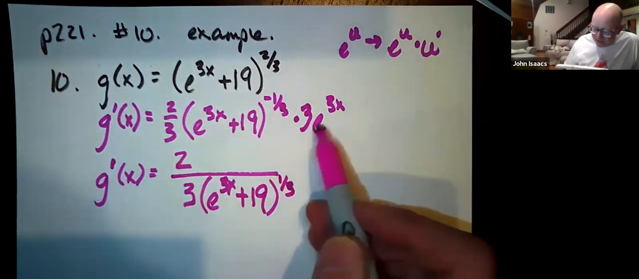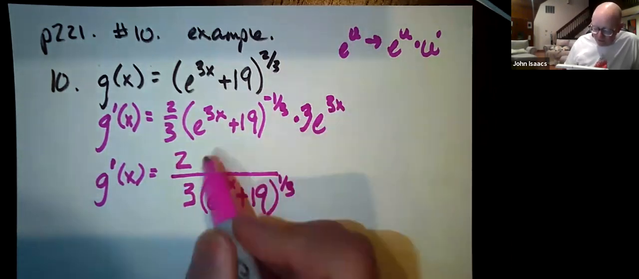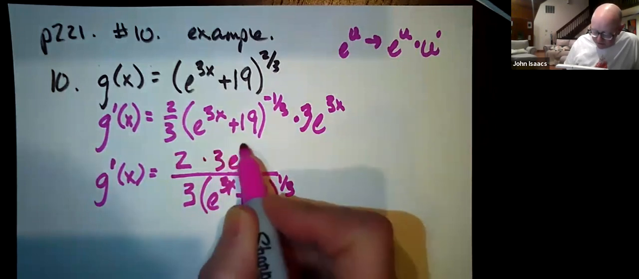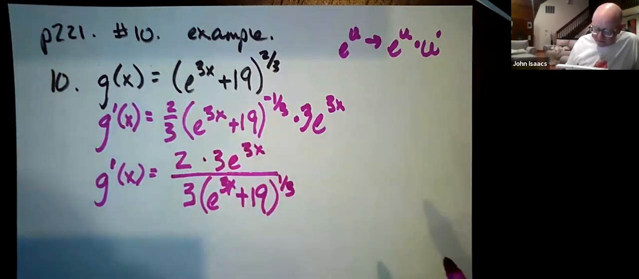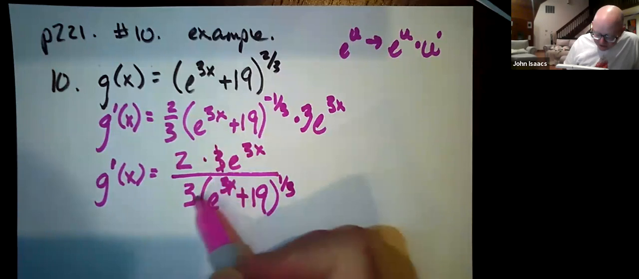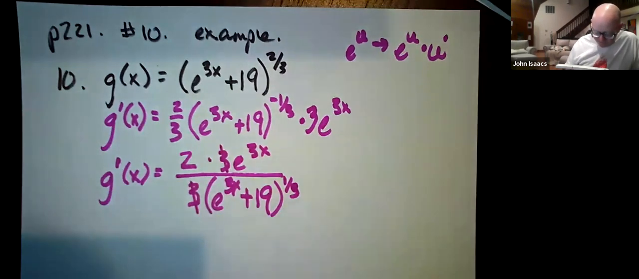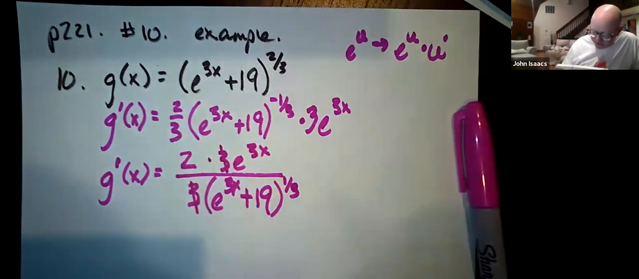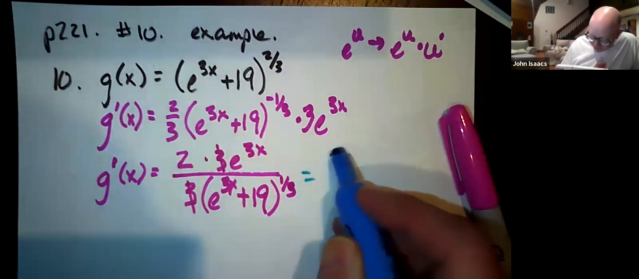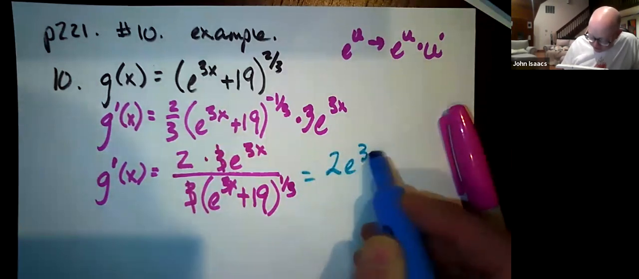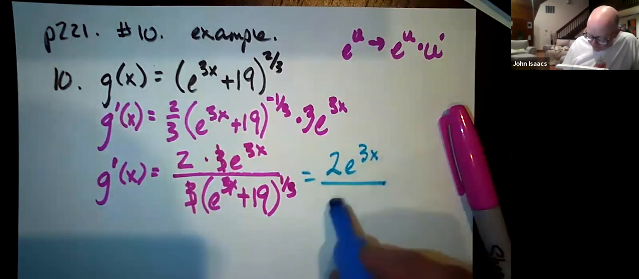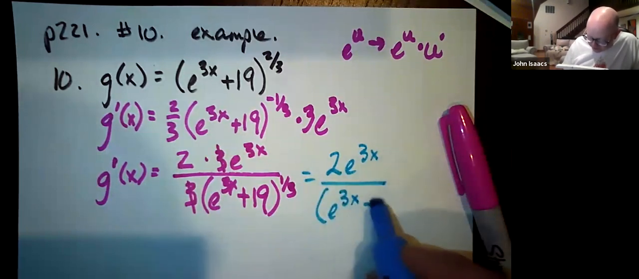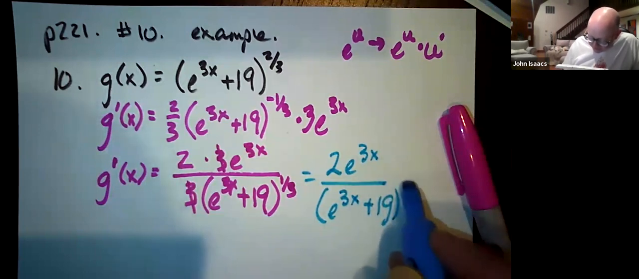And then this 3e to the 3x winds up in the numerator. These threes cancel. Okay. So my final answer here becomes 2e to the 3x over e to the 3x plus 19 to the 1/3.